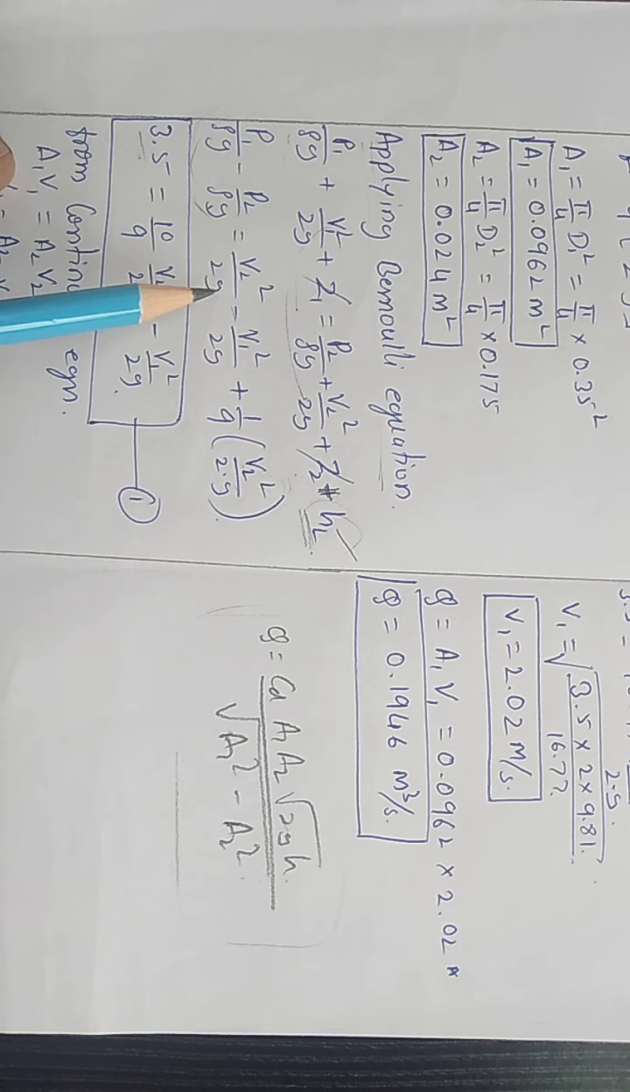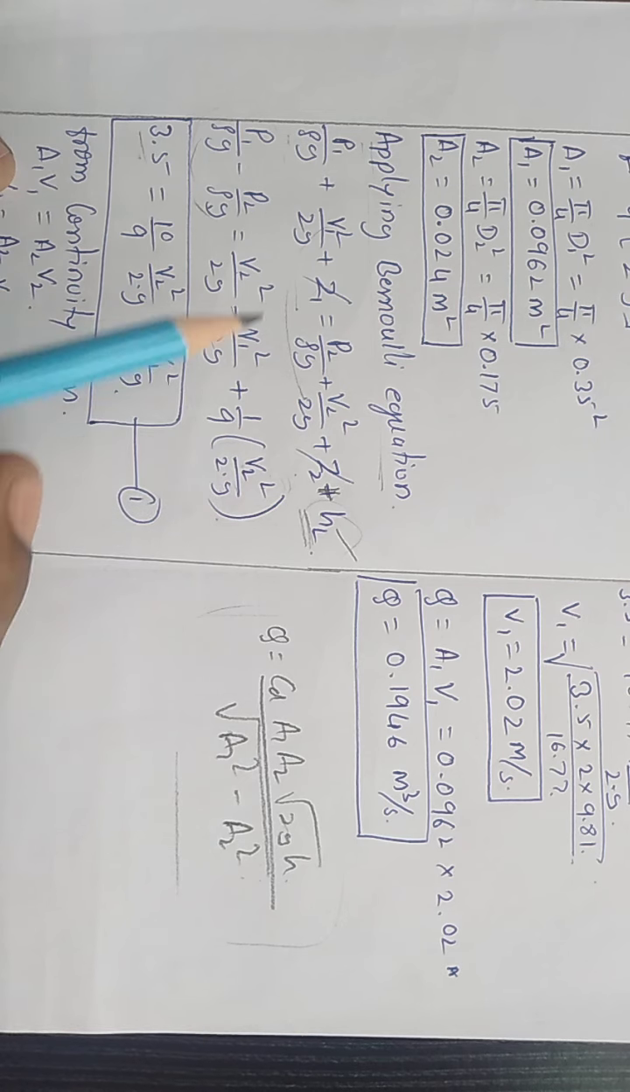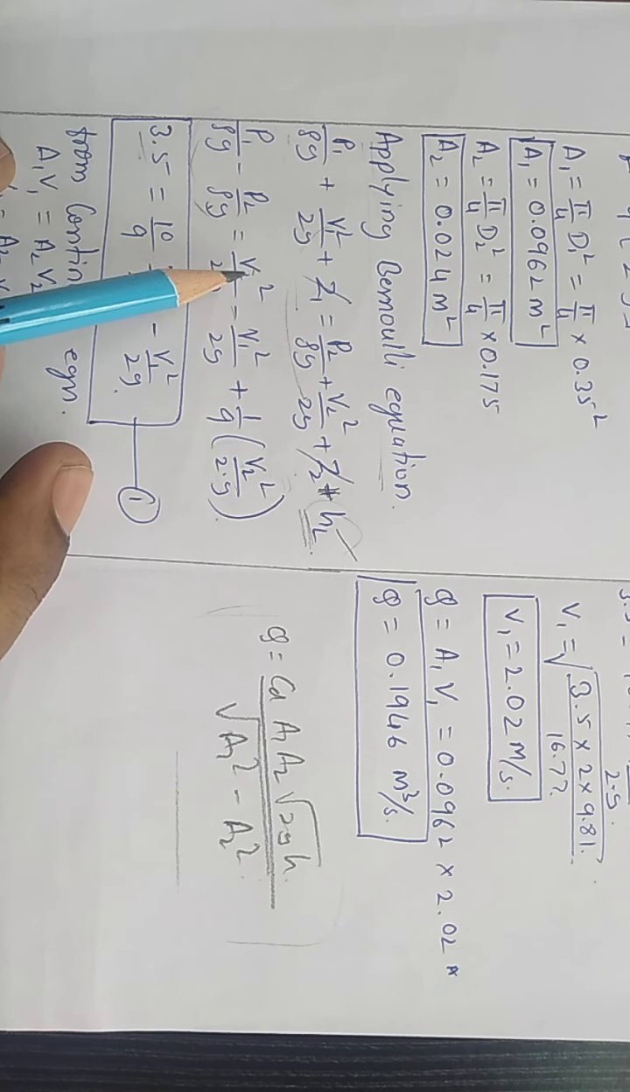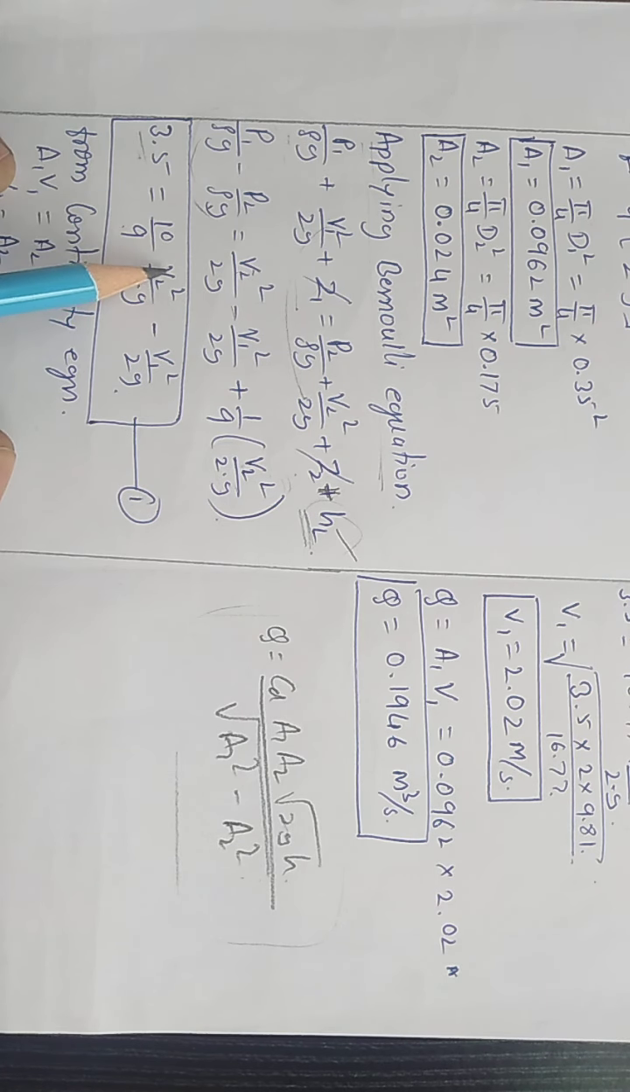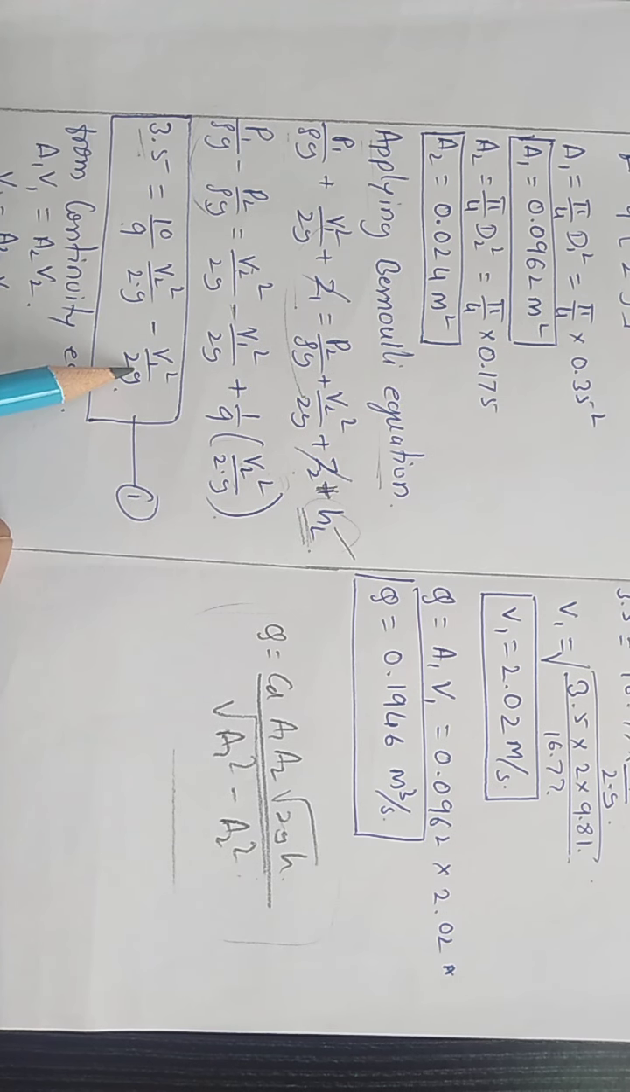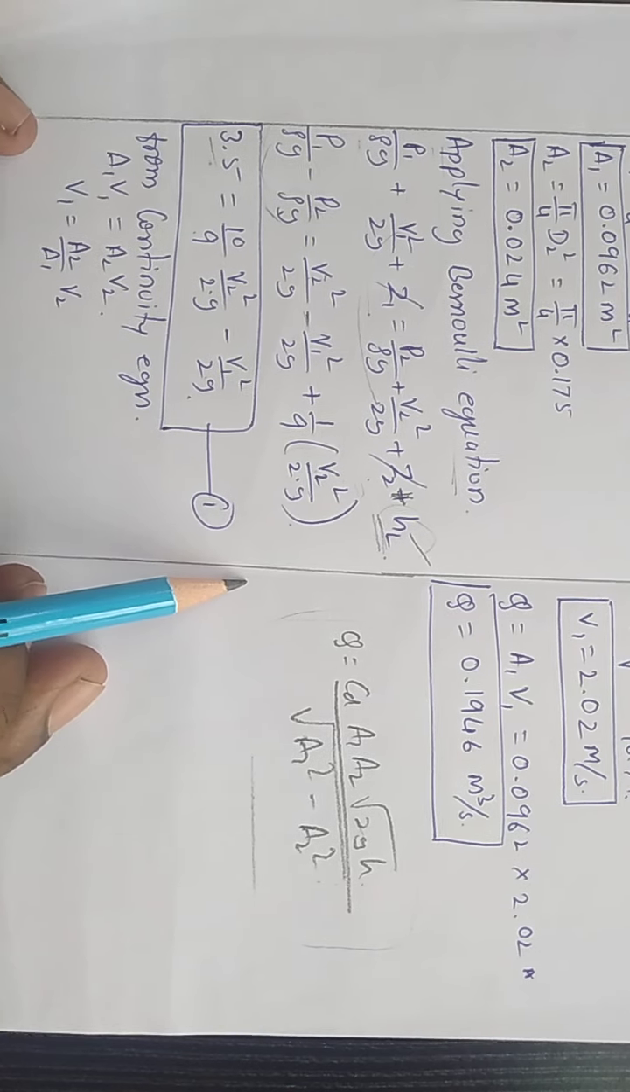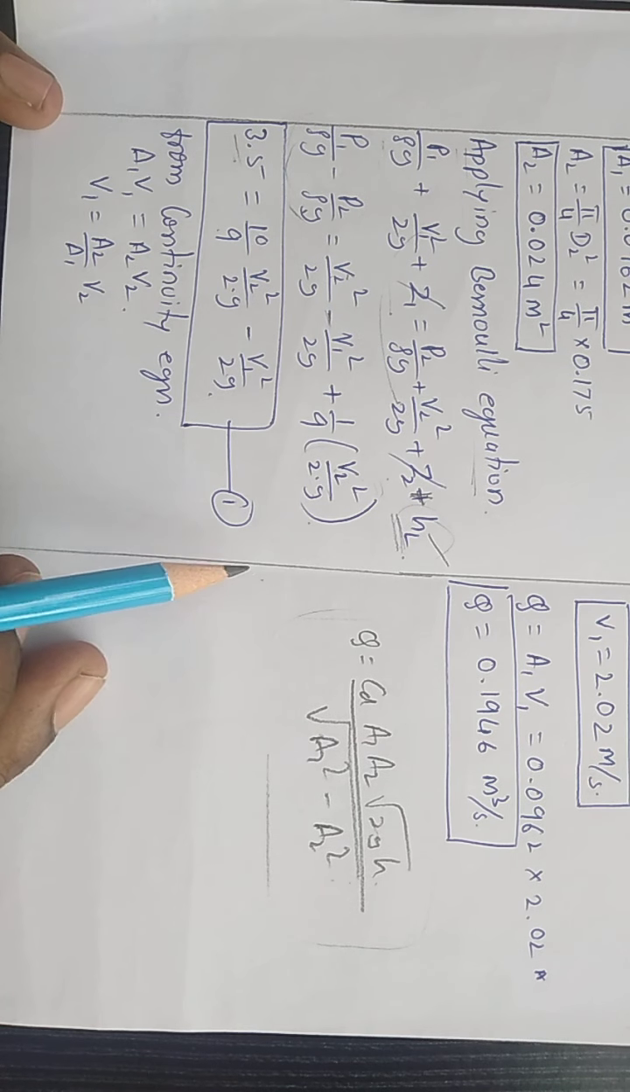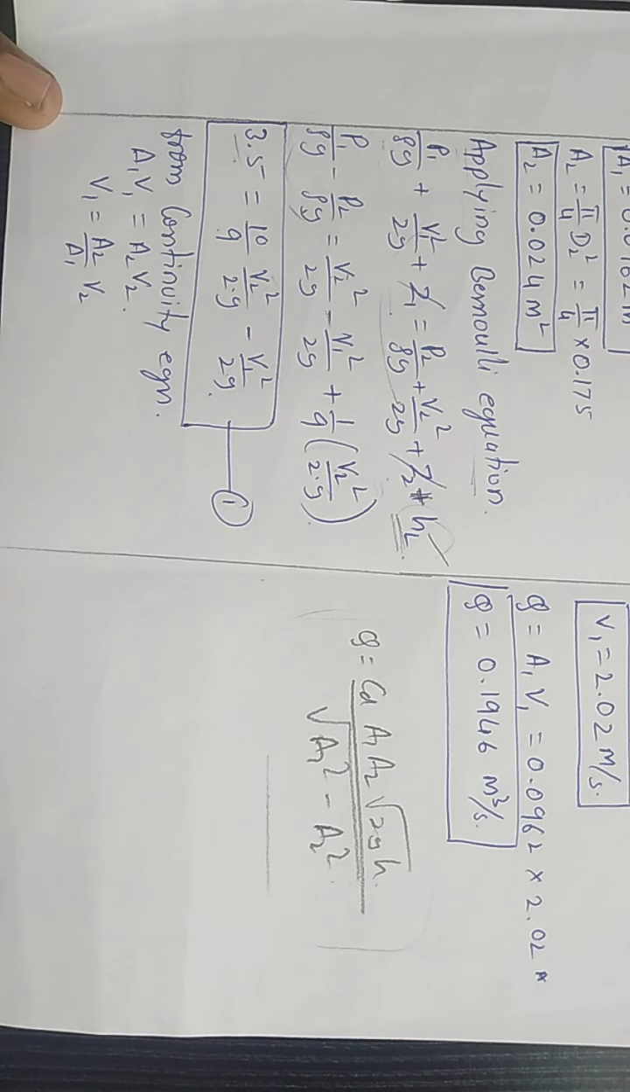Now I have a v2 square term here and a v2 square term here. I'll combine both, so I get 10 by 9 v2 square by 2g minus v1 square by 2g. I'll call this equation number 1. Because velocity terms are not given, I have to write one in terms of the other and find the velocity, then we can find the discharge.